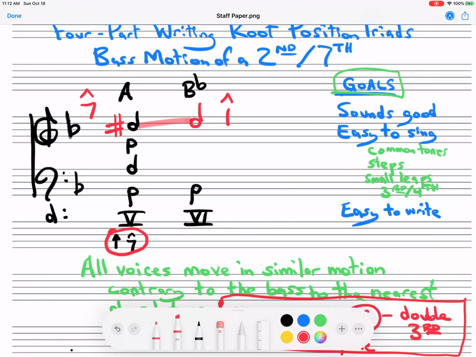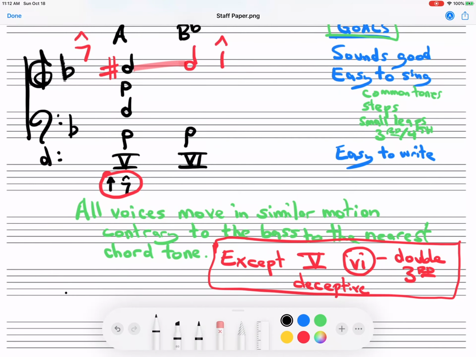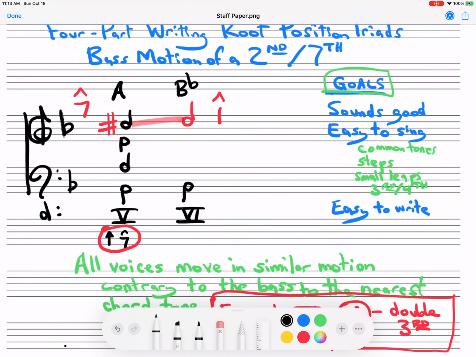It is going in similar motion to the bass, but we have to resolve the leading tone, especially because it's in the melody. Let's resolve the other voices how we normally would in this type of motion, which is all voices move contrary to the bass to the nearest chord tone. So the tenor is going to go down to F. The alto is going to go down to D.